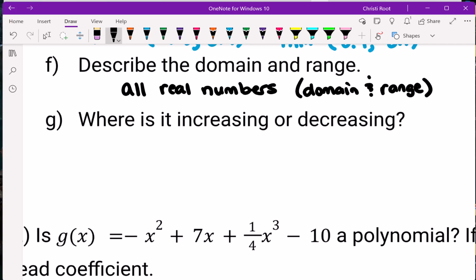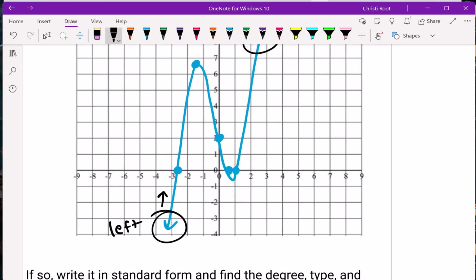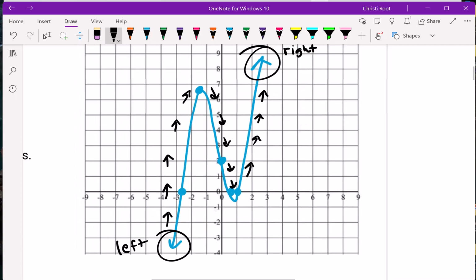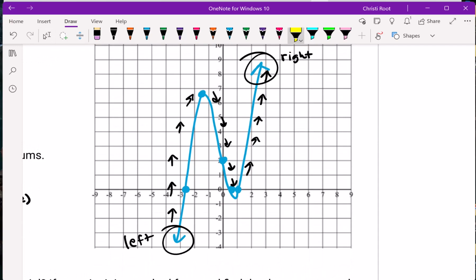All right, last one is where is it increasing or decreasing? You need to read the graph from left to right. This is the same increasing and decreasing in Chapter 1 and Chapter 2, so this is kind of a review. If we're riding in a roller coaster or driving a car, you can kind of tell where you're decreasing and increasing. So what I'm going to do is highlight in yellow my increasing. So I'm going up here, and I'm also going up here.